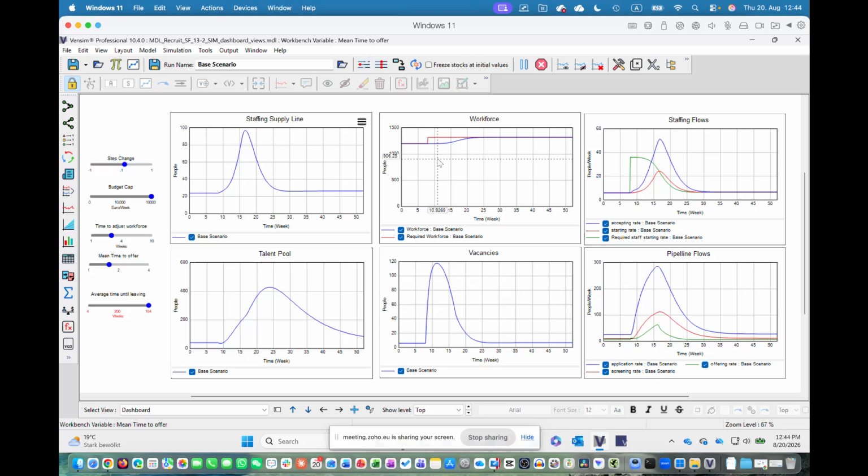So we see now a 10% step change from 1,200 people to 1,320. That's the amount of people that we require. And you see how the workforce is slowly adjusting to this new level of desired staff members that we have in the organization. And now we see some really interesting behavior over time.